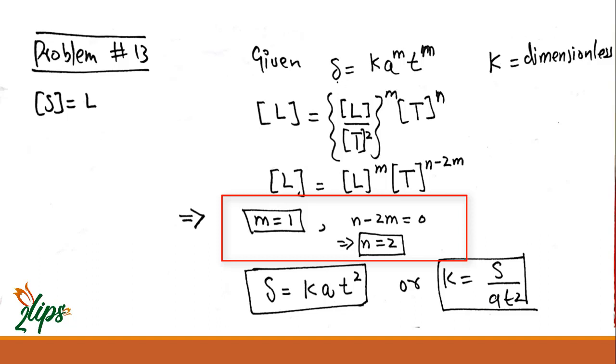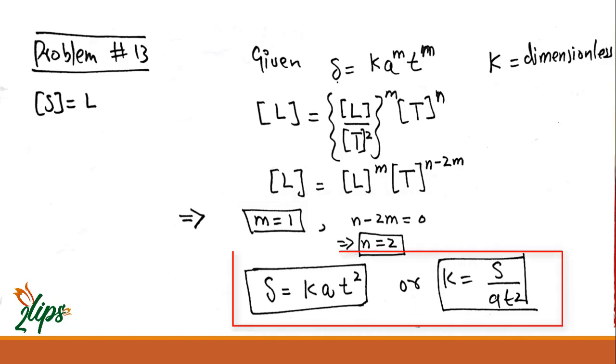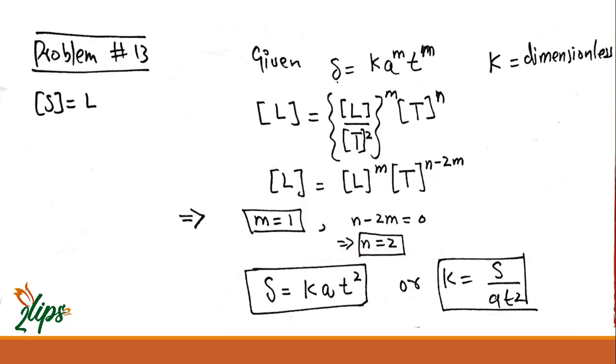So putting these values in the above expression, I get s is equal to k a t squared. So this formula is dimensionally correct. From there I can find the value of k, which is equal to s over a t squared, and this is of course dimensionless.